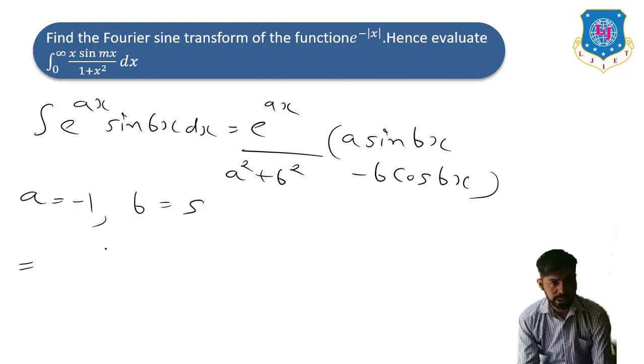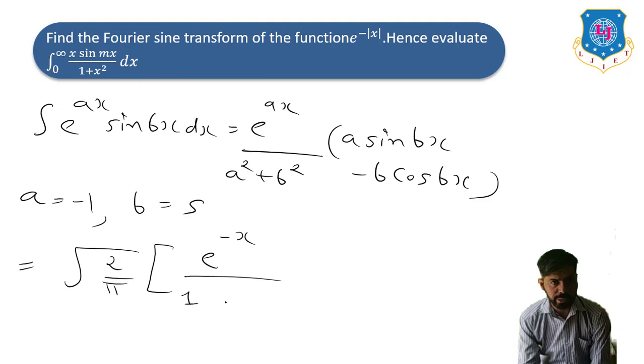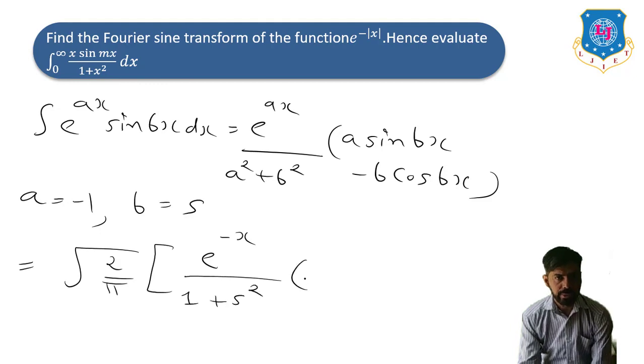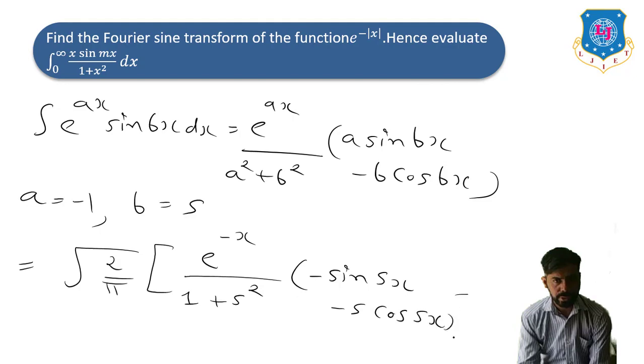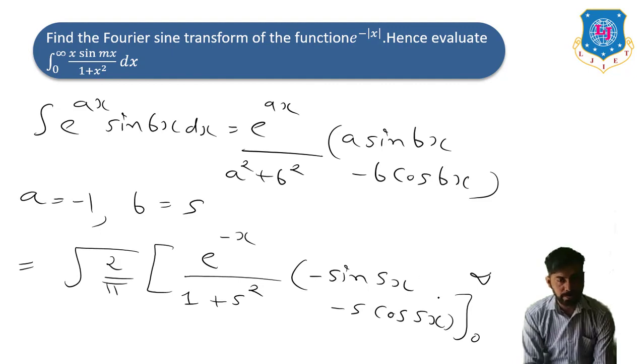Using this formula we will get square root of 2 by pi into e raised to minus x divided by 1 plus s square into minus sine sx minus s cos sx, and limit will be from 0 to infinite. Now here first of all we will apply the upper limit, so we will replace x by infinite, so here this will become e raised to minus infinite, and value of e raised to minus infinite is 0, so answer of upper limit will be 0.